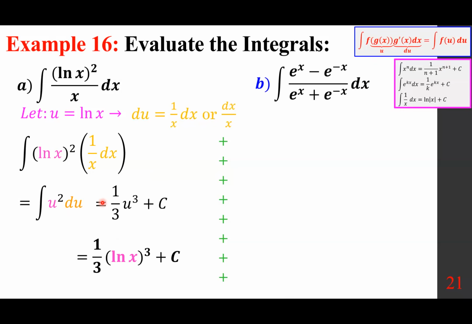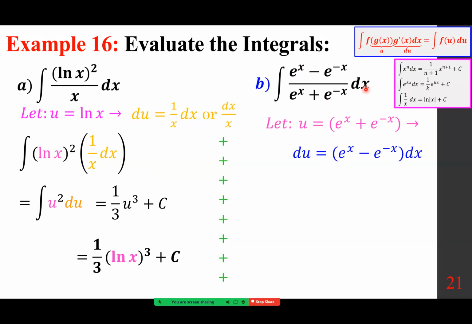Notice the derivative of the bottom is the top. The derivative of e to the power of x itself. This one is e to the power minus x times negative 1. Therefore, if you choose u to be the bottom, the top times dx is du. So put the dx next to the numerator. So that's u, that's du. So you're dealing with du over u, and that gives you a natural log.